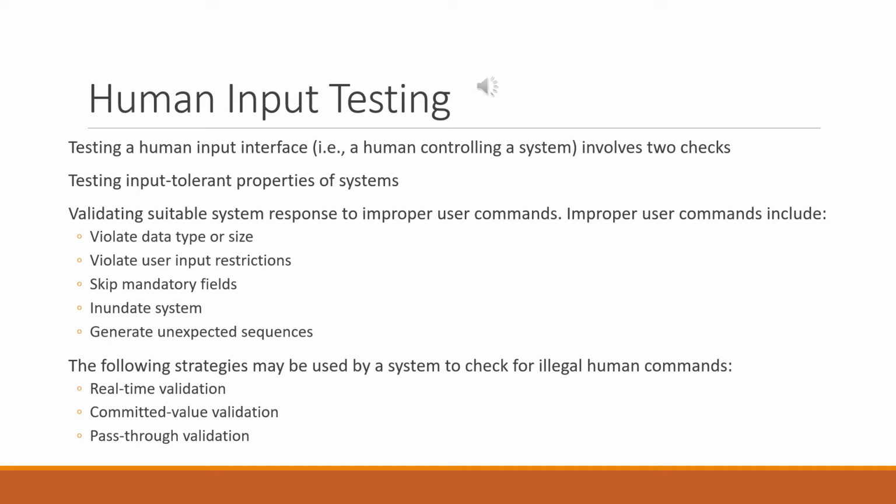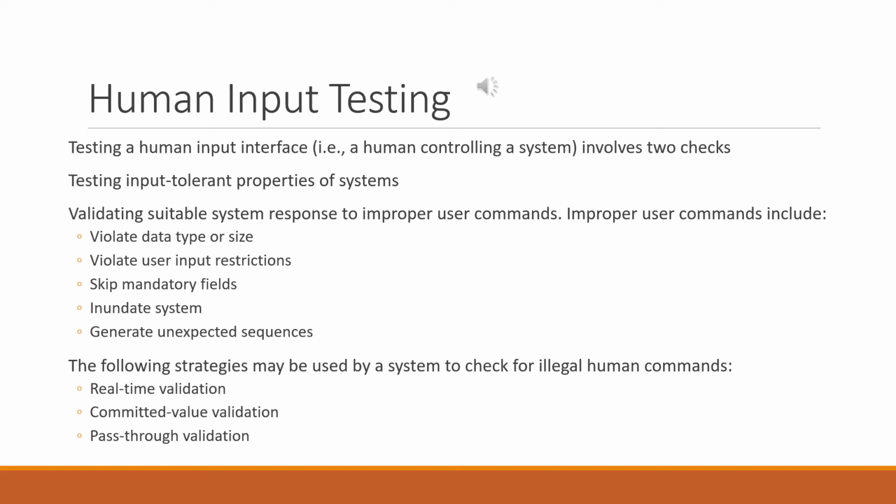Validating suitable system response to improper user commands. Improper user commands include: violate data type or size. An example of this is entering alphabetical characters in a numerical field and vice versa. Violate input restrictions. An example of this is unreasonably short or extremely long information in a name field, or illegal values in a date-time field. Attempting to skip mandatory fields in an input form. Inundate system. An example of this is pressing a key on a keyboard or button for a long time. And last, activating input switches in an unexpected sequence or in a random manner.